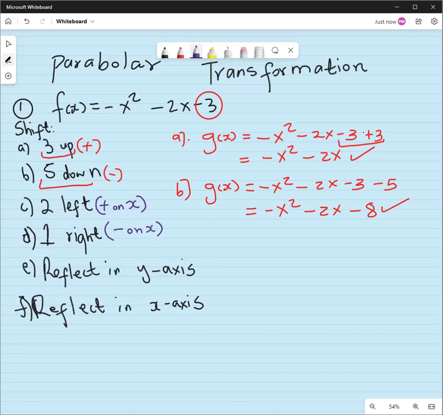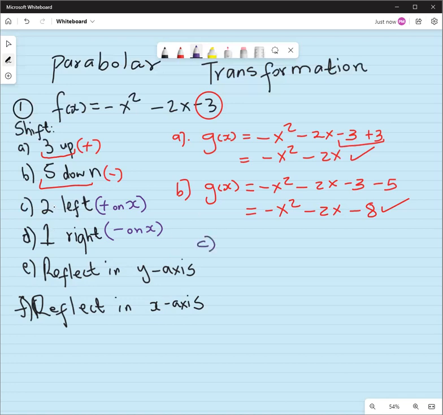So up and down, you do at the end. So basically, you are adding on y and subtracting on y. But here, you are basically adding on x and subtracting on x, and it's opposite. To the left, you add, ladies and gents, and I want to emphasize this. Don't forget it. To the left, you add. To the right, you subtract. Okay, perfect. And then now let's do this.